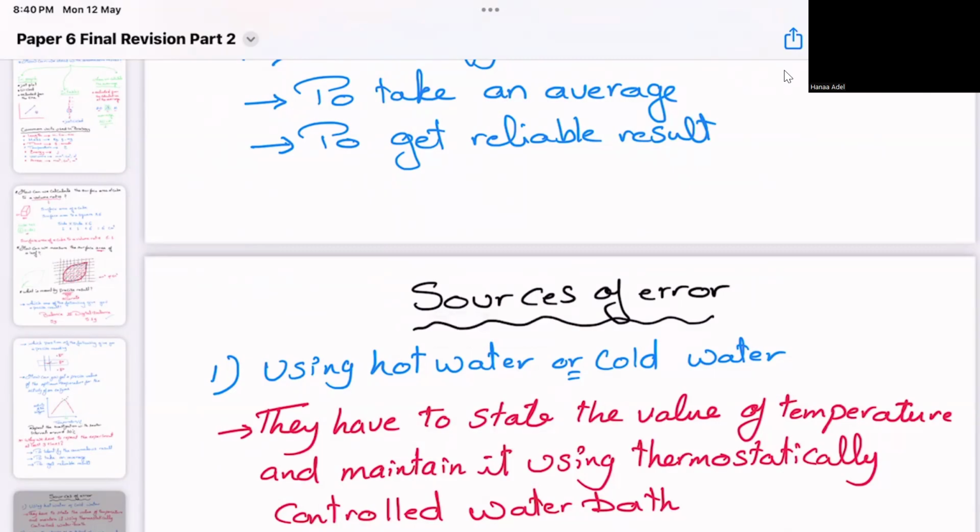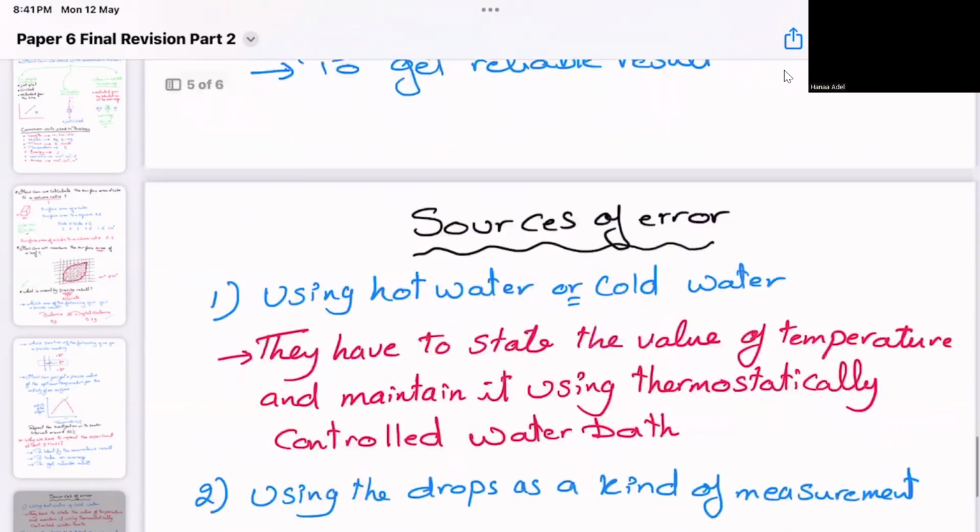So when we read the investigation, we have to underline and write on it, this is a kind of error. And how can we deal with it? We have to mention the value of temperature and use a thermostatically controlled water bath to keep this temperature.